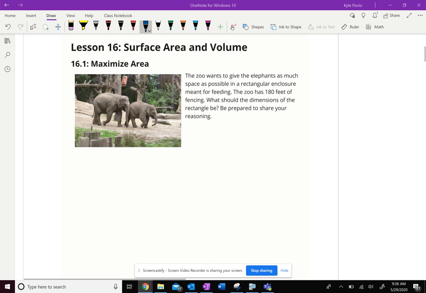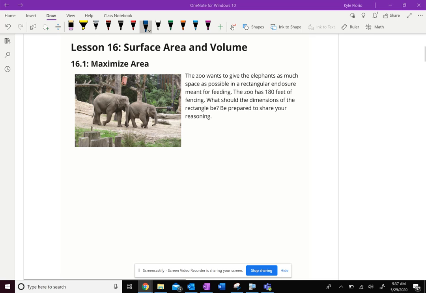Geometry, Mr. Fleur. This is lesson 16 from Unit 5, surface area and volume. 16.1, the warm-up is going to be to maximize area. The zoo wants to give the elephants as much space as possible in a rectangular enclosure meant for feeding. The zoo has 180 feet of fencing. What might the dimensions of the rectangle be? Be prepared to show your reasoning.